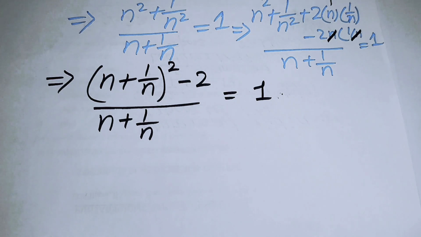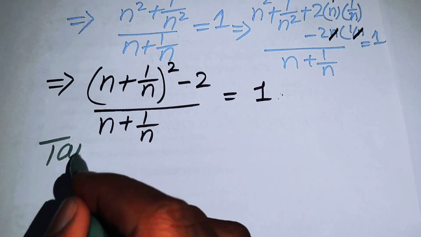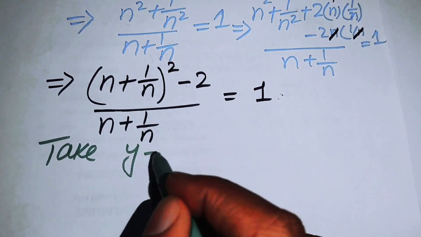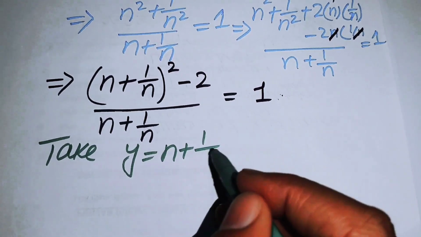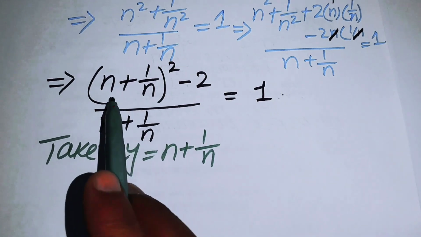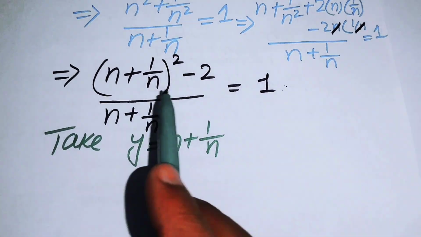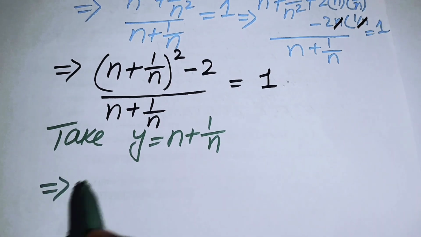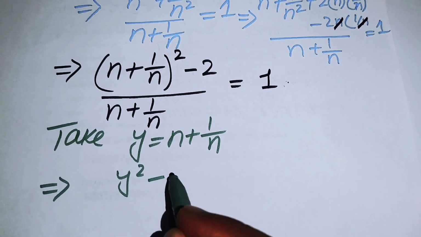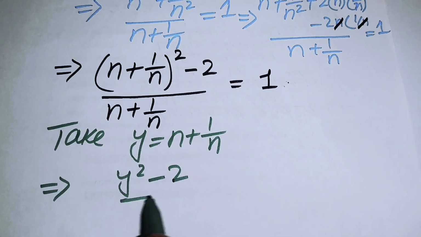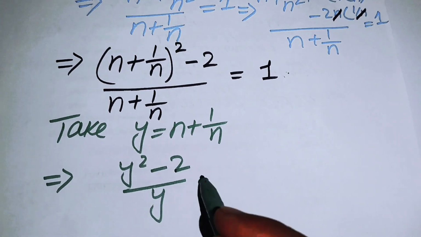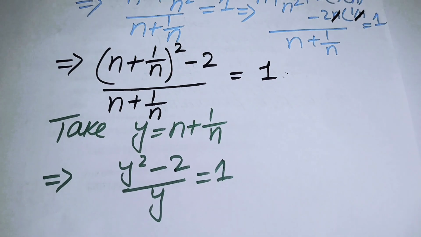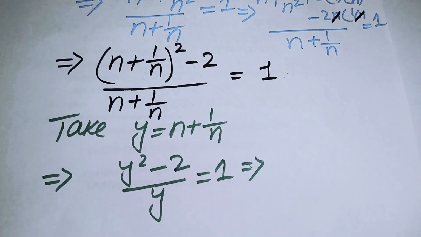So we take n plus 1 over n equals some variable which is denoted by y. So we have y equals n plus 1 over n, and when we substitute this value of y in the numerator, then you get its output in this form, y square minus 2 over y, and it is whole equals 1.